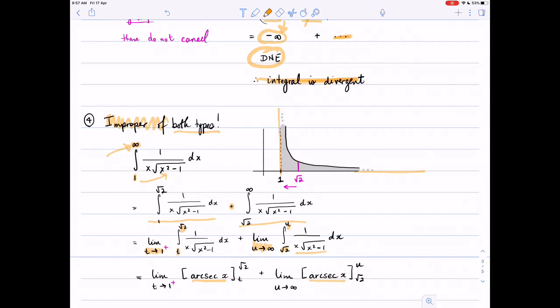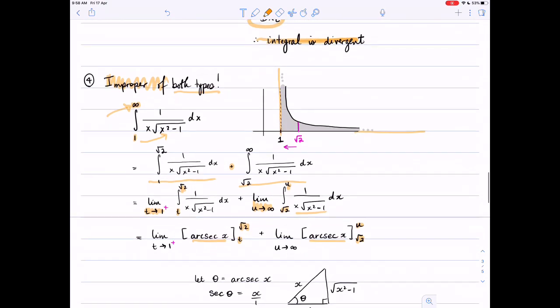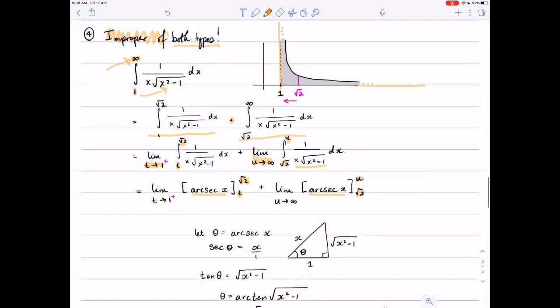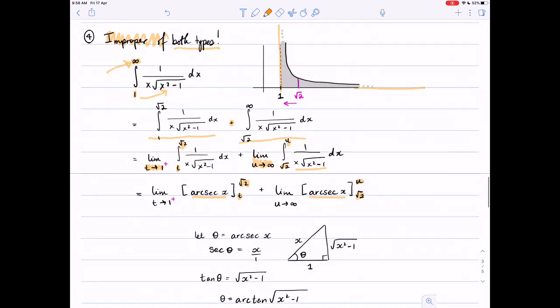So I have the arcsecant from t to root 2 from the first integral, the arcsecant from root 2 to u in the second integral. Now, the arcsecant tends not to be the most popular function around. I'm not particularly fond of it myself, and so I'm going to switch it into a function that I am more fond of and that people do tend to know better, and that is the arctangent. So I'm going to use the age-old technique of the right triangle to rearrange these.